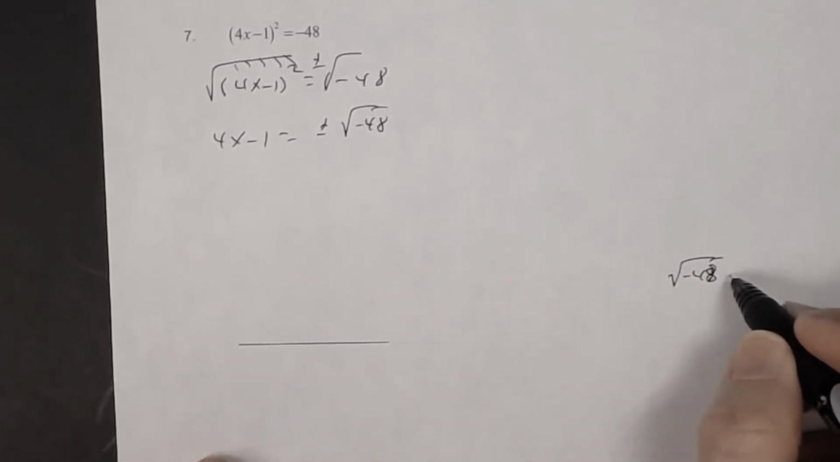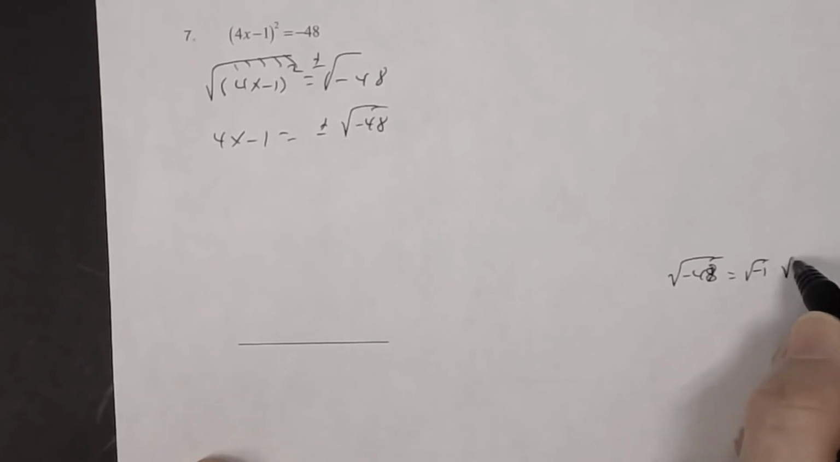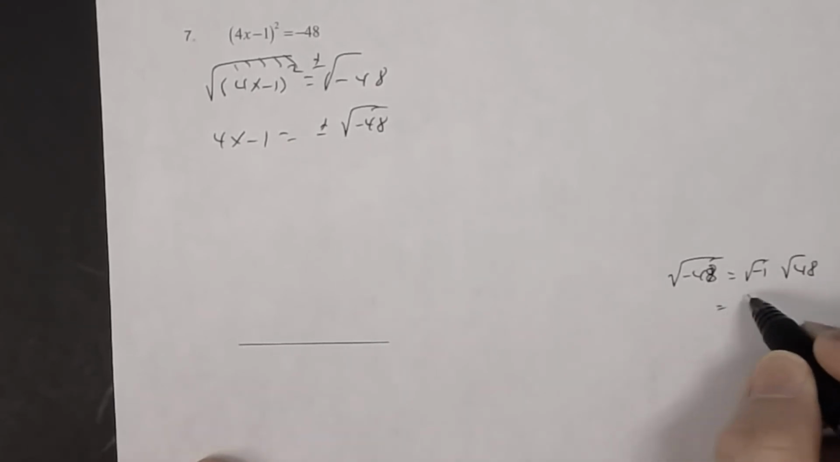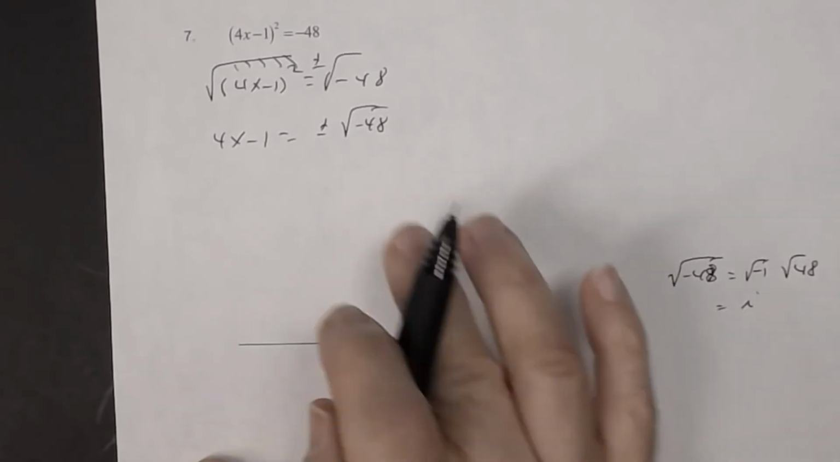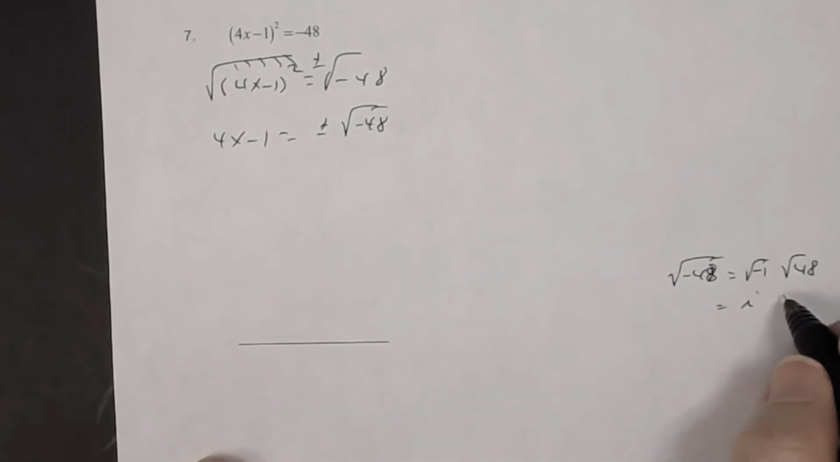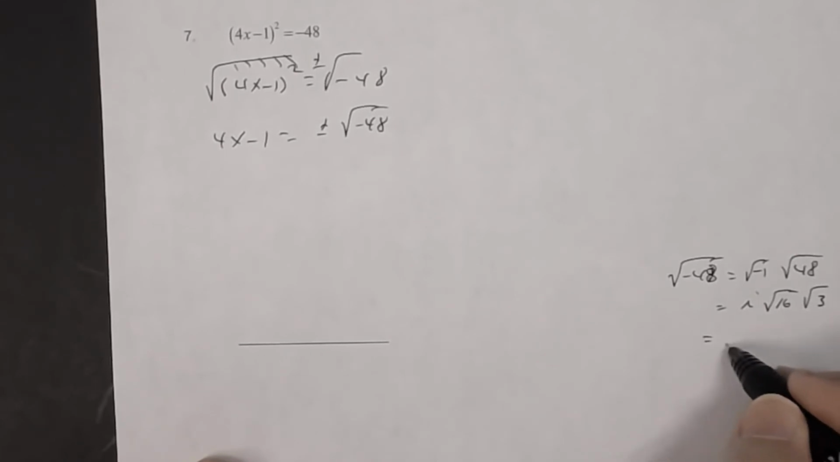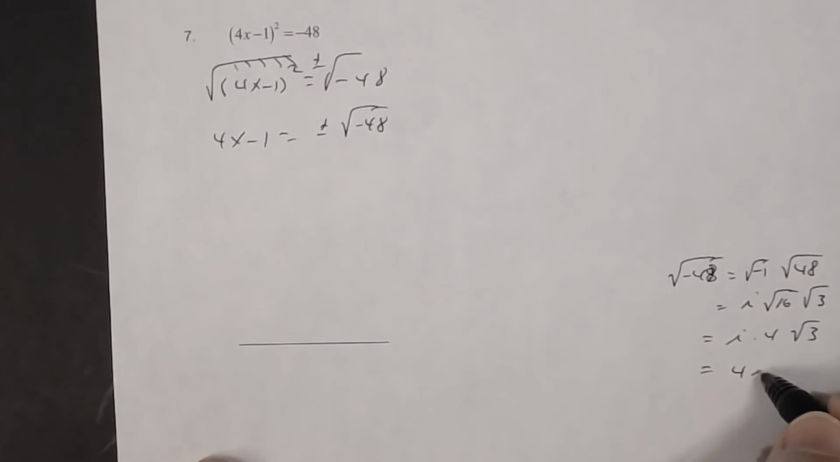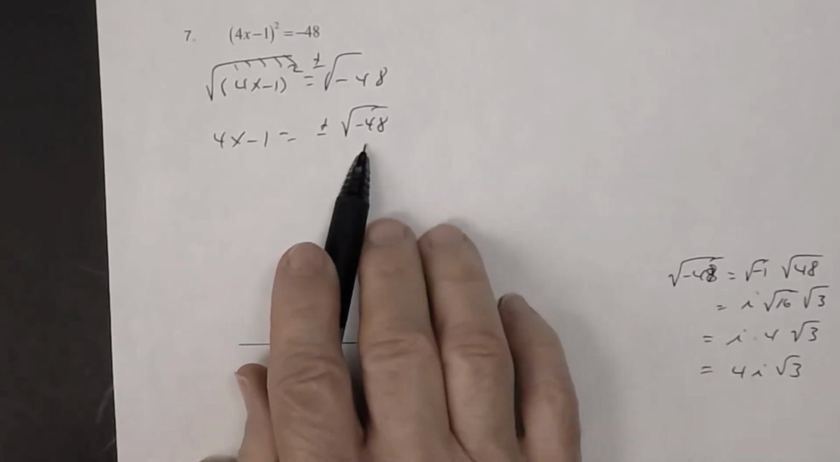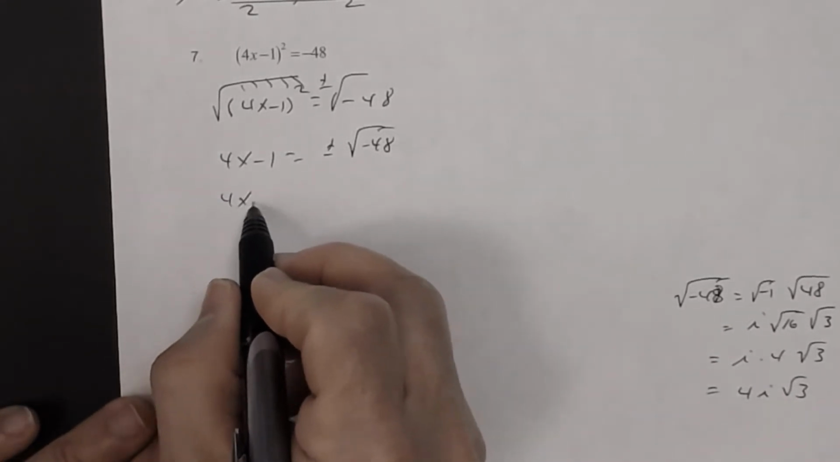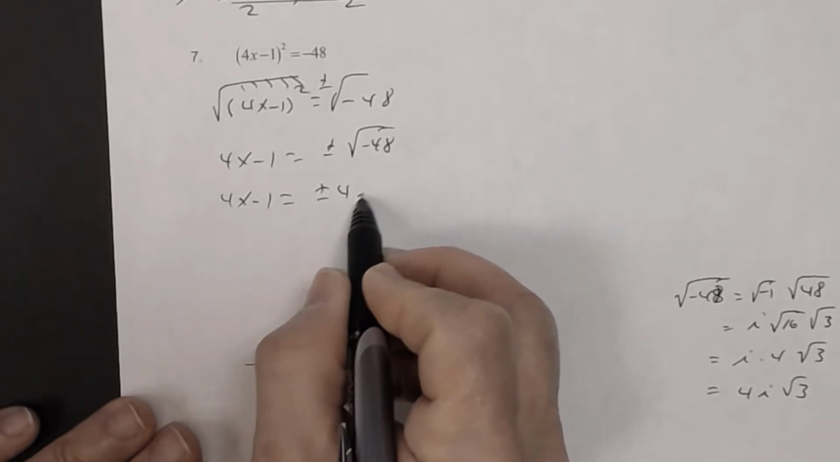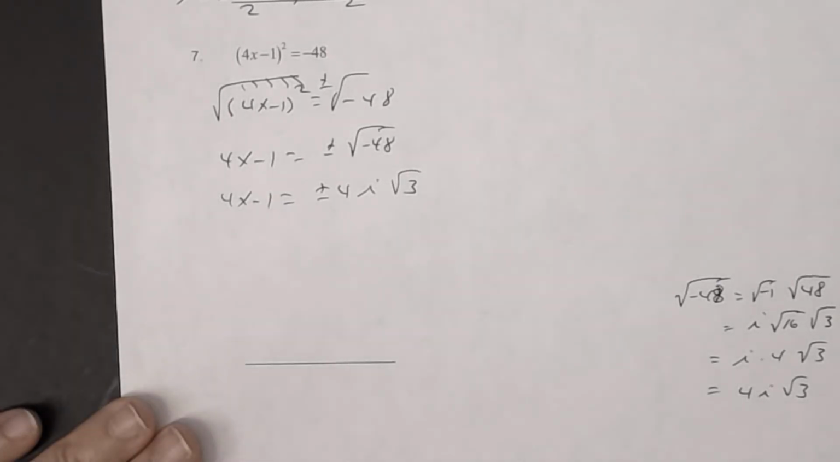So the square root of a negative 48 I can write as the square root of a negative 1 times the square root of 48. The square root of a negative 1 is i, so these are going to be imaginary solutions. And the largest perfect square that goes into 48 is 16, so I can write that as square root of 16 times the square root of 3. So that's i times 4 square root of 3. So I can rewrite this as 4i square root of 3. That goes here. So it becomes 4x minus 1 equals plus or minus 4i square root of 3.